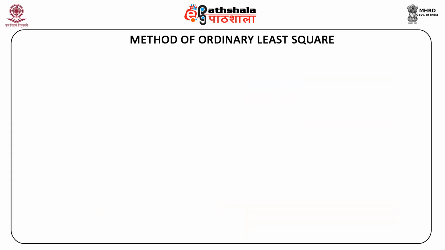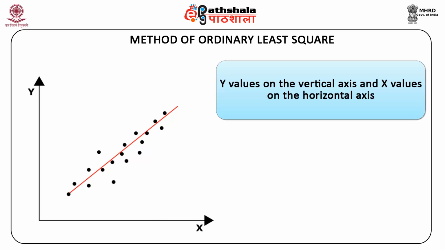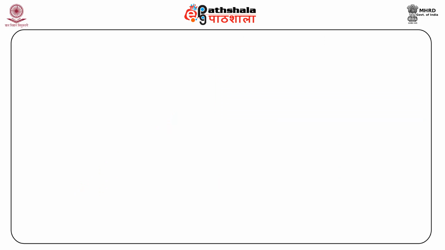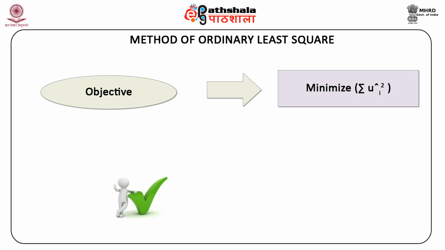Plotting the regression line with y values on the vertical axis and x values on the horizontal axis, we get a trend line as shown in the figure. The SRF must be the closest approximation of the PRF since the PRF is not directly observable. Our objective is to minimize the sum of squared residuals, that is sigma u hat i squared, as the estimators so obtained will carry the desired statistical properties.